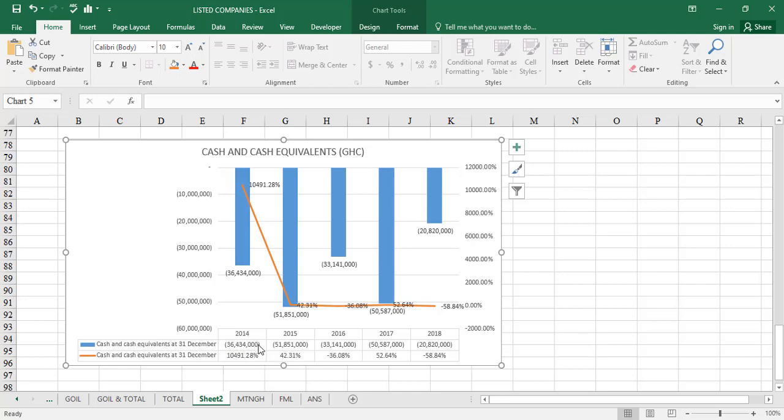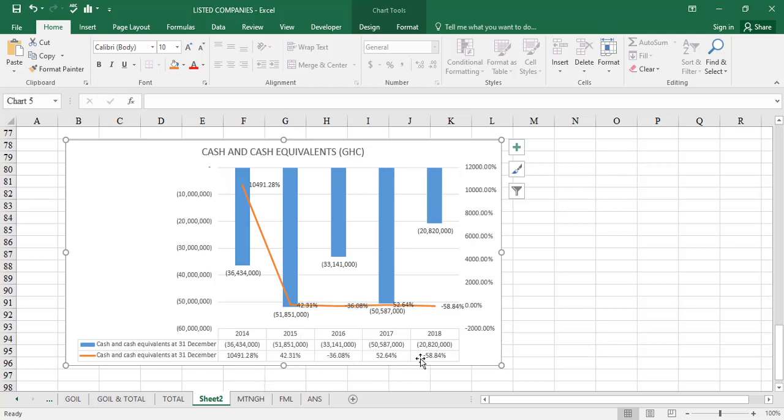Okay, so in 2014, the amount of cash that the company had at the end of the year was negative 38 million Ghana cedis, as compared to 2018, where they had 20 million Ghana cedis, with the highest being 50 million Ghana cedis and then 51 million Ghana cedis in 2017 and 2015.